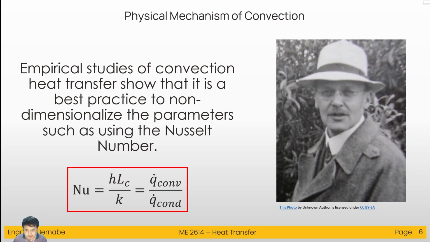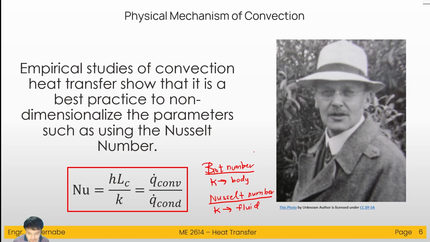For the Biot number, the k is the thermal conductivity of the body, or the surface. But for the Nusselt number, the k, the thermal conductivity here, is the k of the fluid. That is the main difference. So the Biot number and Nusselt number are different with regards to this thermal conductivity. Okay?